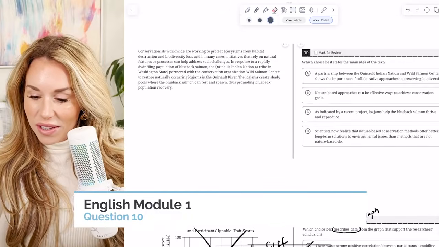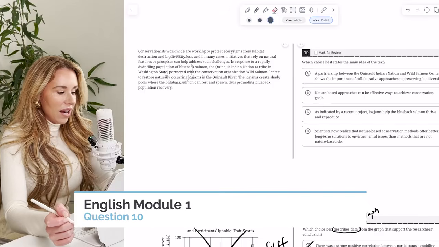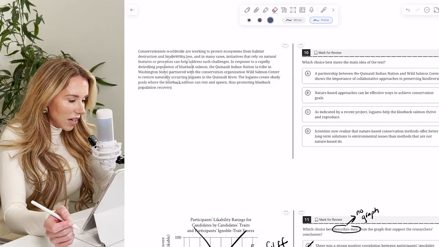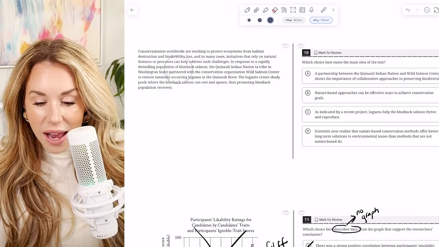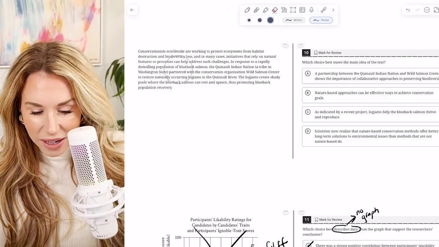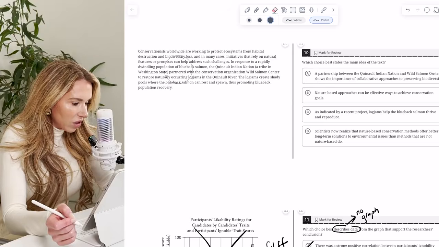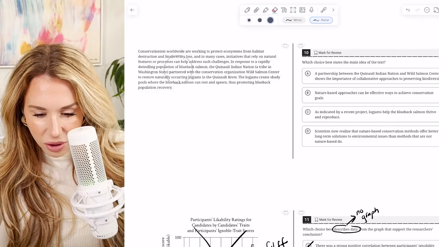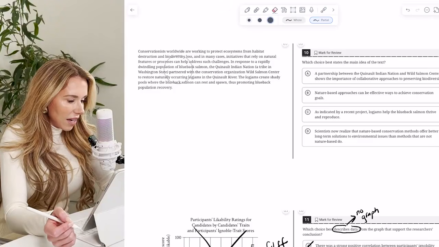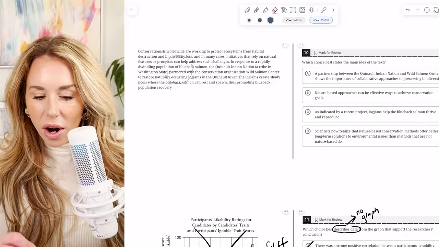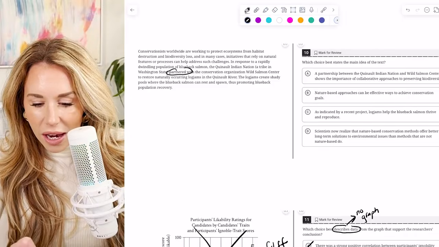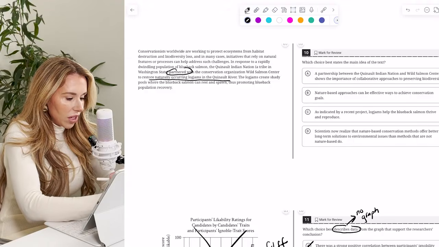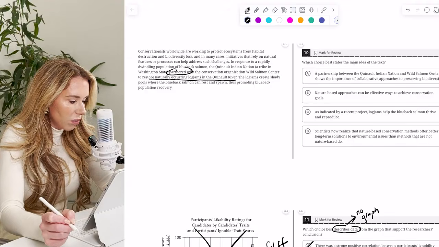10 says, which choice best states the main idea of the text? Okay, so we've got conservationists worldwide are working to protect ecosystems from habitat destruction and biodiversity loss. And in many cases, initiatives that rely on natural features or processes can help address such challenges. Okay, in response to a rapidly dwindling population of blueback salmon, the Quinault Nation, a tribe in Washington state, partnered with the conservation organization Wild Salmon Center to restore naturally occurring log jams in the Quinault River. The log jams create shady pools.